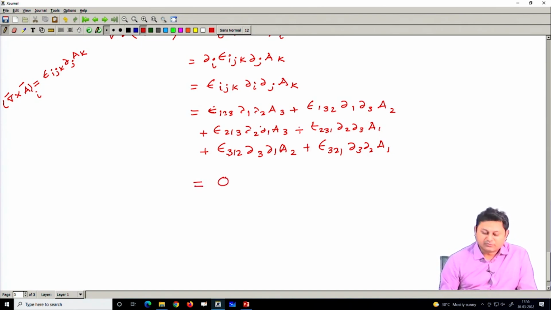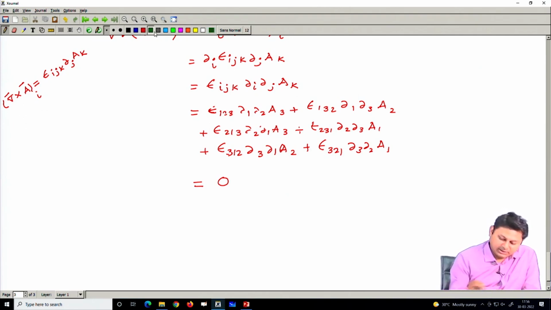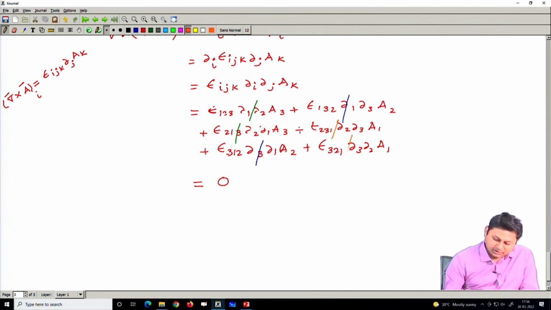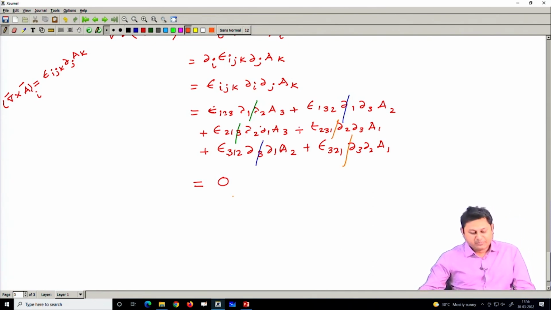If you calculate, you will find this is identically 0. For example, epsilon 1 2 3 is here and epsilon 2 1 3 is there, so these two will cancel out because these are the negative of each other. In a similar way, epsilon 1 3 2 A 2 is here, then epsilon 3 1 2 A 2 is there, so these two are going to cancel out. I am just showing that these terms will cancel out with this one, these with this one, and these with this one. So, this gives rise to a 0 value.